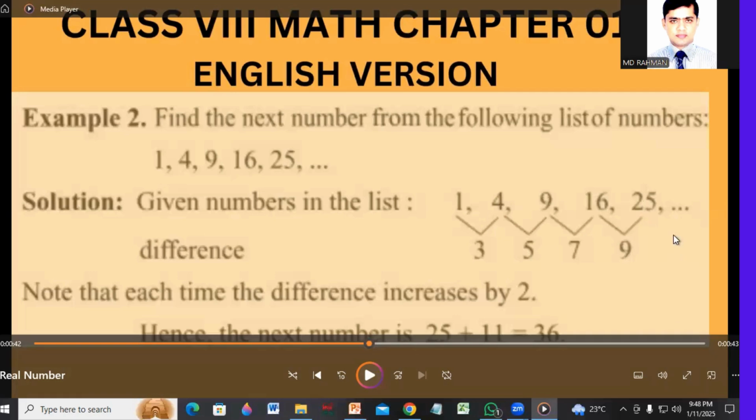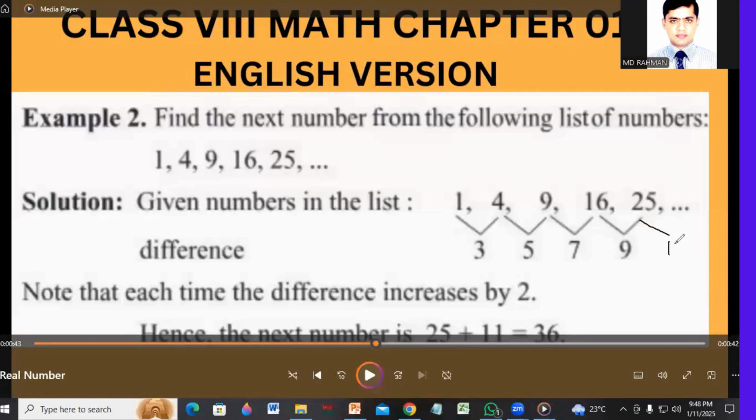Then 25, what will be the next one? You can see here, if you focus on this, the next number will be 9 plus 2 equal to 11. There will be 11, right? Why 11? Because 3 plus 2 equal to 5, 5 plus 2 equal to 7, 7 plus 2 equal to 9, 9 plus 2 equal to 11. So what will be the next number? 25 plus 11 equal to 36. So here will be 36, right?